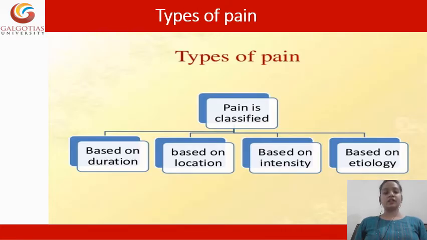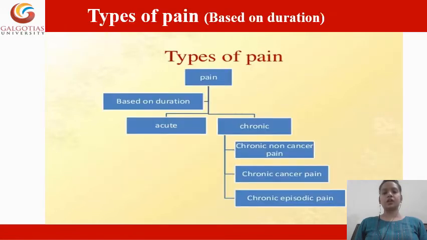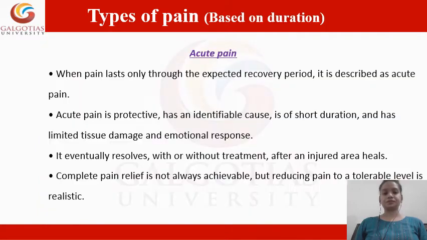There are various types of pain. Pain is classified based on duration, based on location, based on intensity, and based on etiology. First is based on duration. Based on duration, pain is classified into two parts, that is acute and chronic. Chronic is further divided into three parts: chronic non-cancer pain, chronic cancer pain, and chronic episodic pain.